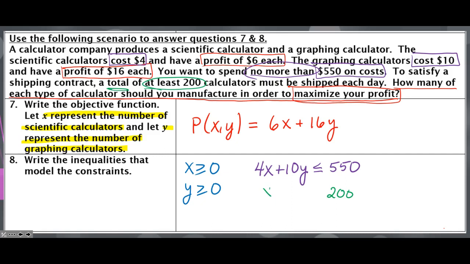If I take the number of scientific calculators and I add the number of graphing calculators, that's going to give me my total number of calculators. And it's saying that we have to do at least 200. So again, it's a little misleading because you see the word least. But if you want to make at least 200 of something, that means 200 or more. So these are the four inequalities which represent the constraints for this problem.